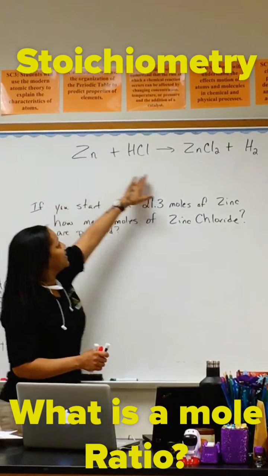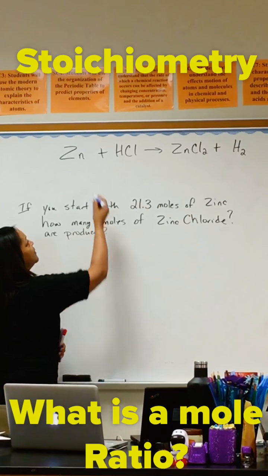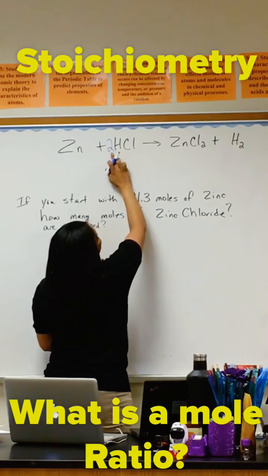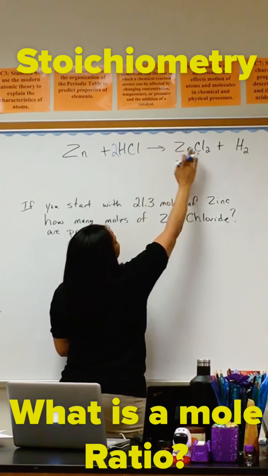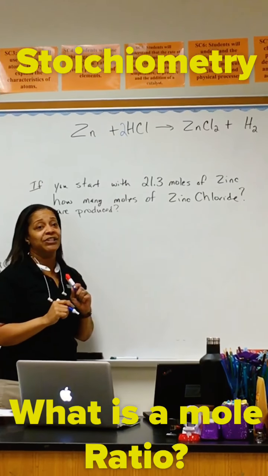I see here one zinc, one H, two H's. So quickly I see I need to do what? Times by 2. Coefficient here of 2. So now I balanced my H, but I've also affected my Cl. So let's look. Okay, so now Cl is balanced. So this is the balanced chemical equation.